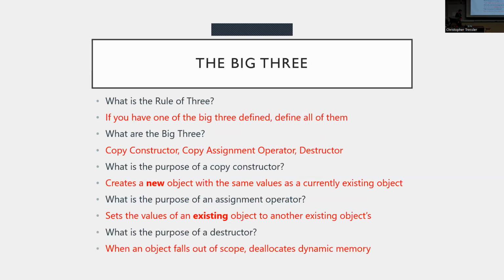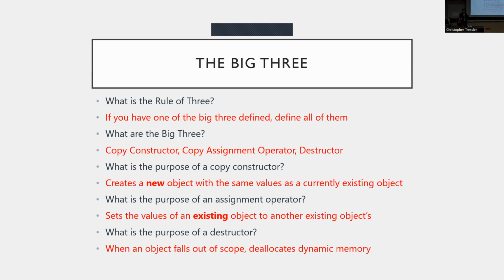Now we have the big 3. So I mentioned these earlier. There's this thing called the rule of 3, which is basically if you have a class where you have one of the big 3 defined, you're supposed to define all of them because people think it will normally be necessary. So the 3 that you have in the big 3 are the copy constructor, the copy assignment operator, and the destructor.